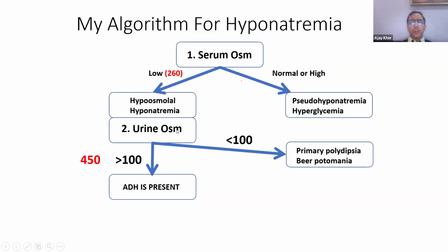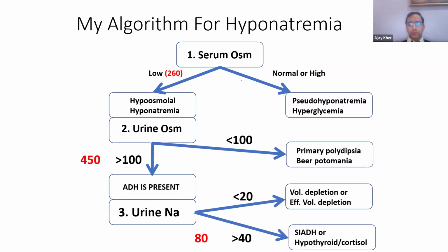If the urine osmolarity is more than 100, what it means is that ADH is present. So for the example, the case that we're talking about, his serum osmolarity was 260, so he is hypoosmolar. His urine osmolarity was 450. Now that you know that ADH is present, then the next step is to look at whether it is appropriate or inappropriate. And for that, you can use urine sodium.